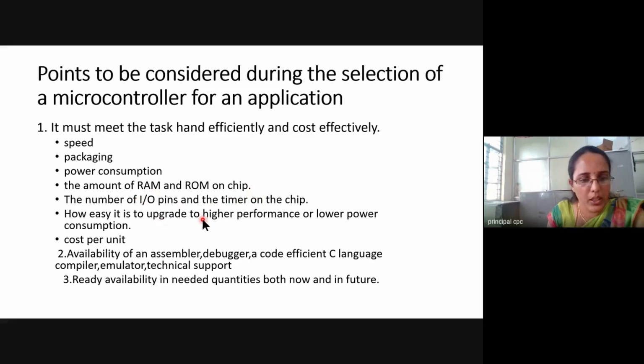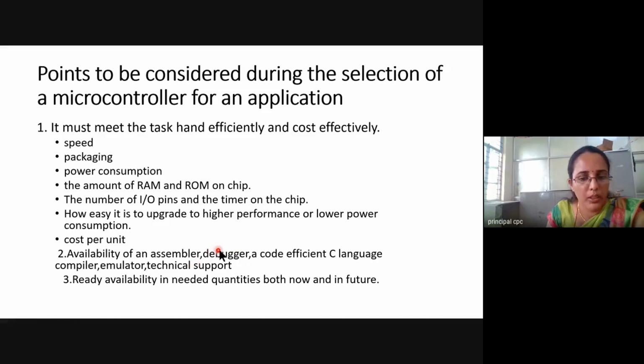How easy it is to upgrade to higher performance or lower power consumption. Mainly for compact devices or handheld devices, power consumption is the main criterion. You will look for the microcontroller which consumes less power, and you have to be able to upgrade to higher performance with the same specification. You will look for that point also. And what is the cost per unit? That will also be considered.